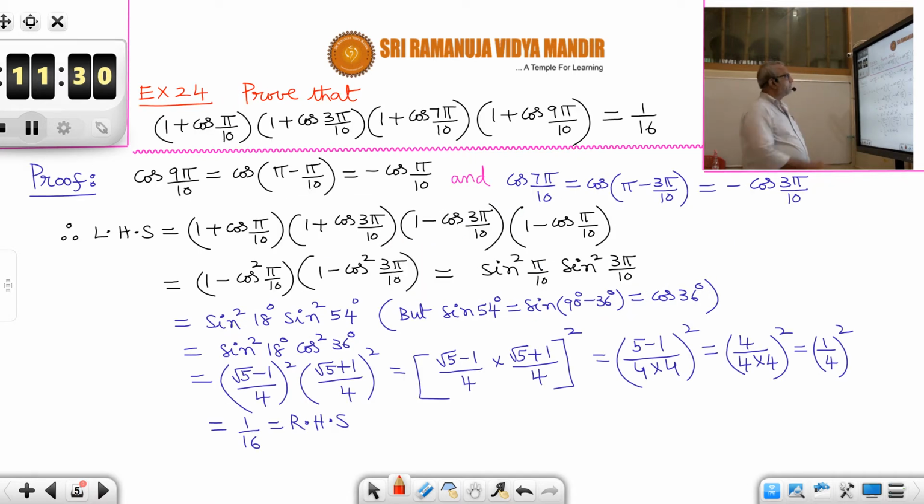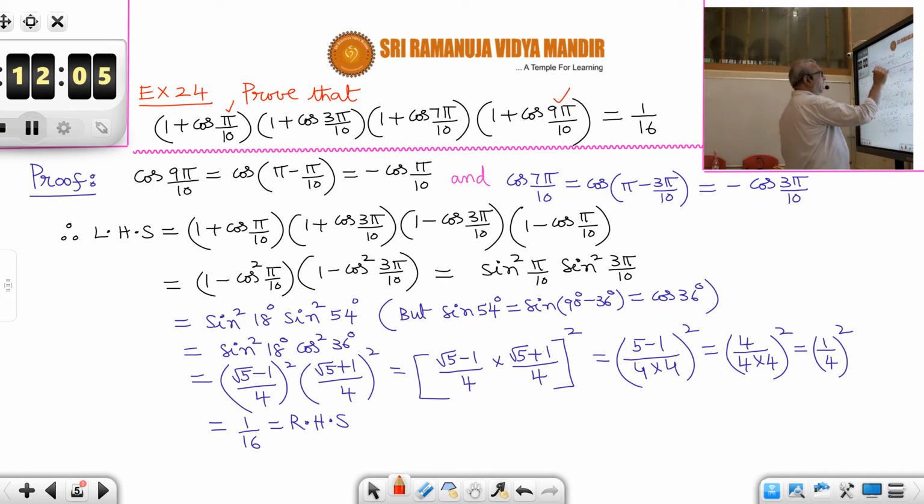Prove that (1 plus cos pi by 10) into (1 plus cos 3 pi by 10) into (1 plus cos 7 pi by 10) into (1 plus cos 9 pi by 10) is equal to 1 by 16. What we notice here is the first angle pi by 10 plus the last angle 9 pi by 10. Their sum is 10 pi by 10, which means pi. Pi means 180 degrees, so they are supplementary angles.